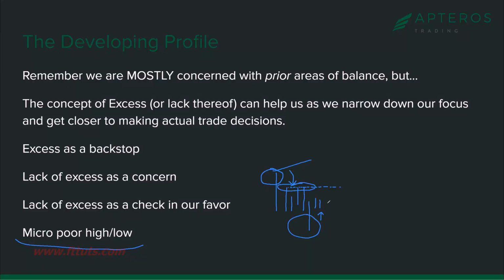And so if we're getting long, we're going to expect that the first thing to happen is that micro poor high to go and be taken out. We don't know what's going to happen after that point. Hopefully we have some higher time frame context, which is the real reason for getting long here. And then the micro poor high is just a kind of a first stop along the way where it would be nice to take some profits.